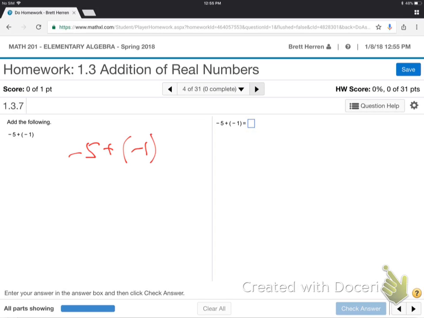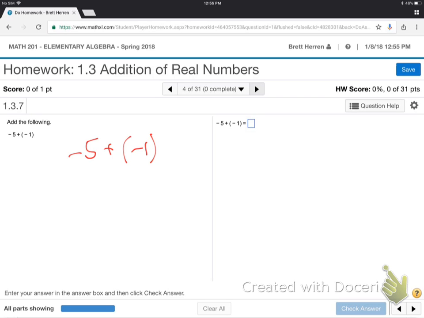Minus 5 plus minus 1. My 5s don't look so good. Okay. Now, hey, is that multiplication? Nope. But it's got parentheses. I thought parentheses always mean multiply. Not always. They don't do that. But I hear that a lot. Parentheses always mean multiply. No, they don't. Parentheses do not always mean multiply.